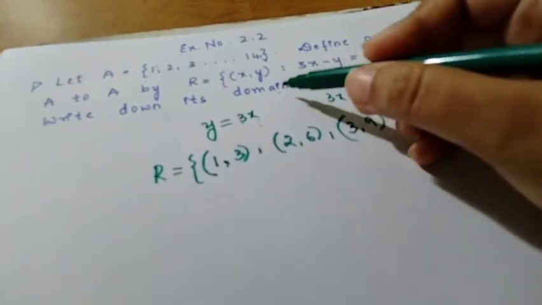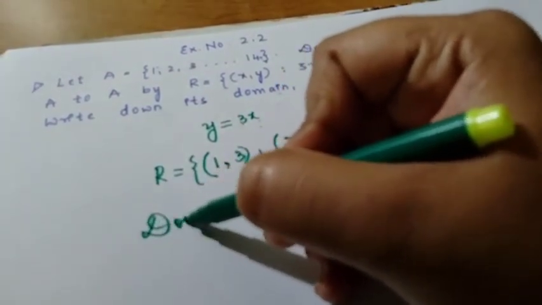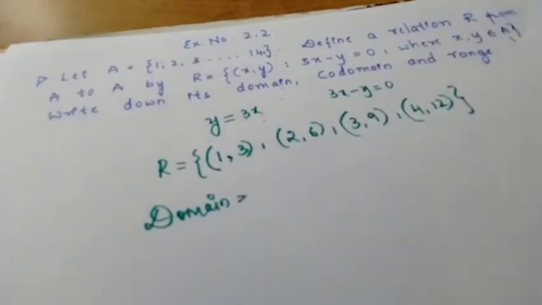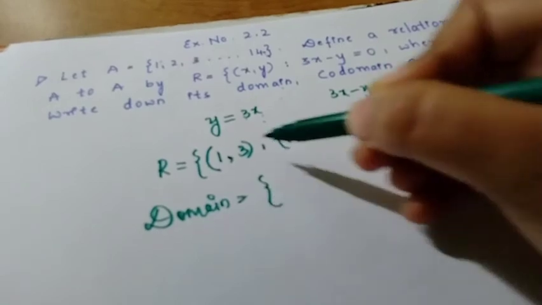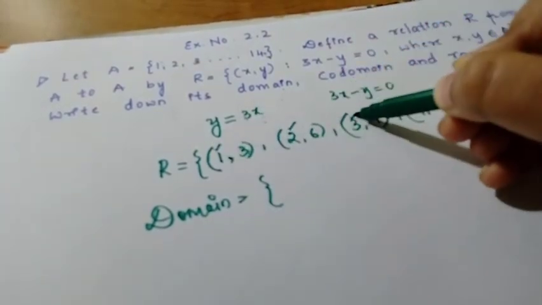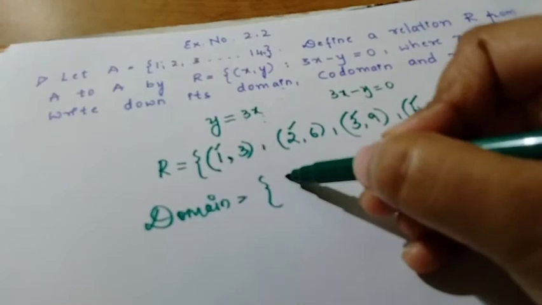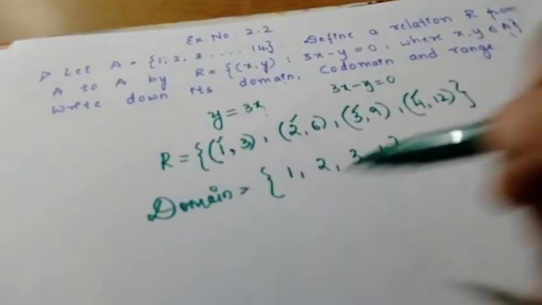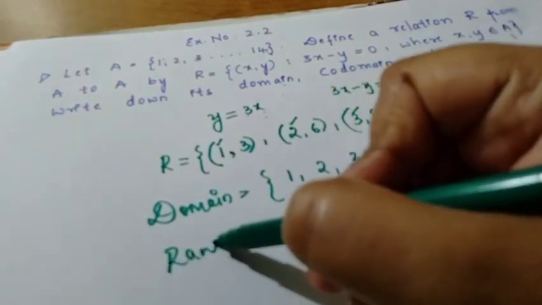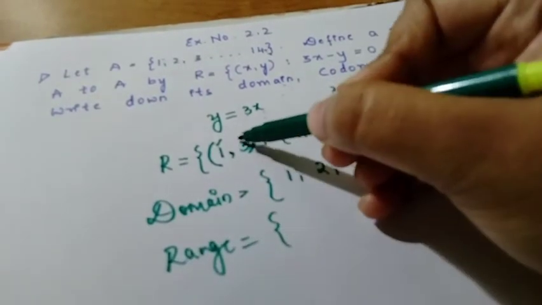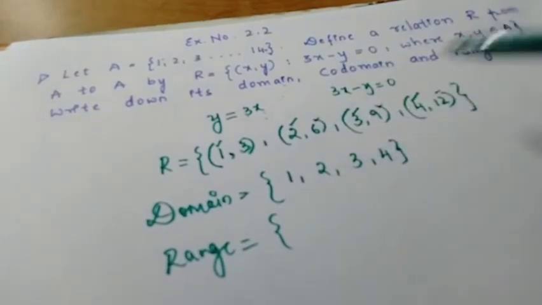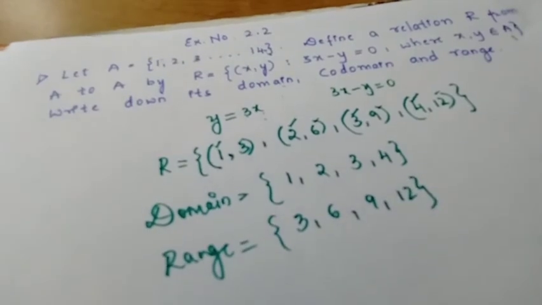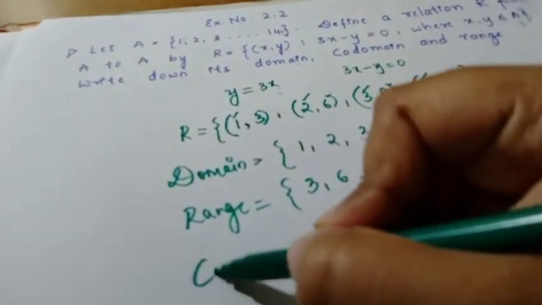So first thing, what you have to write? You have to write the domain of the relation. Okay. So domain means the set of all first elements: 1, 2, 3, 4. So 1, 2, 3, 4 is your domain. Range. So range is what? Set of all second elements: 3, 6, 9, 12.